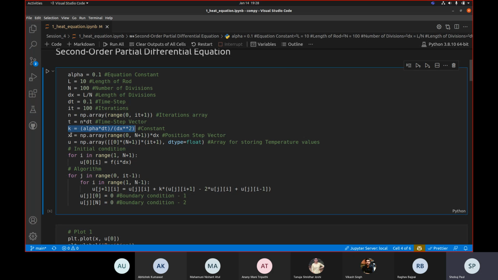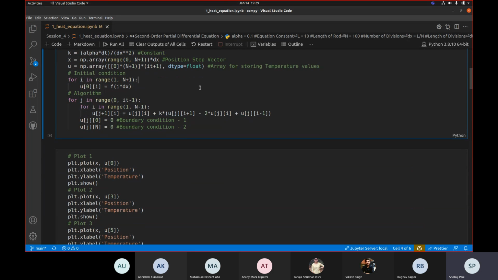Then this is the position step vector, like how we have a time step vector. Now we also have a position step vector because that is also a variable. And this is the array in which we store all our u's in. This is basically an n plus 1 by i plus 1 array. Now what this loop does is it assigns a value of f of x0 to u0, f of x1 to u1 for all t. So that is basically what it means here.